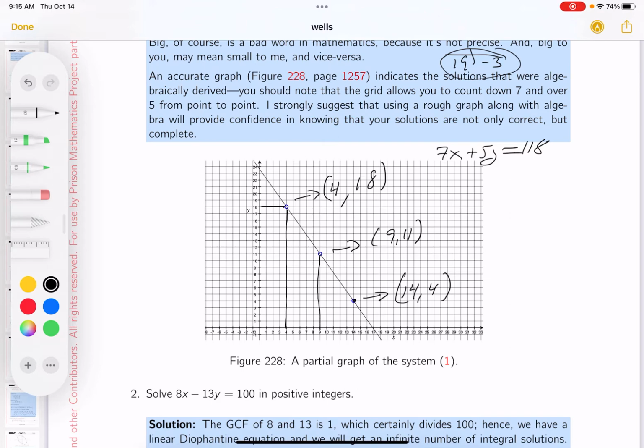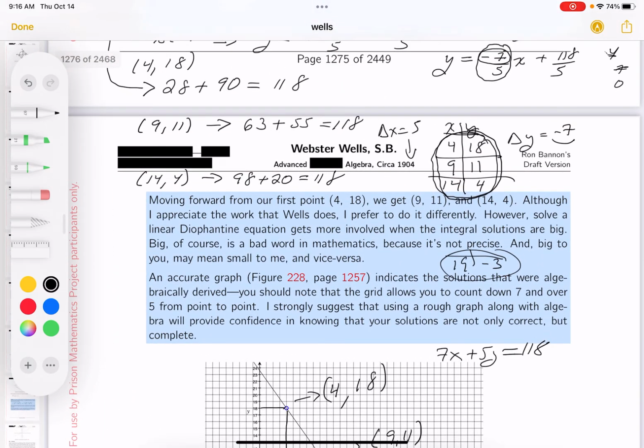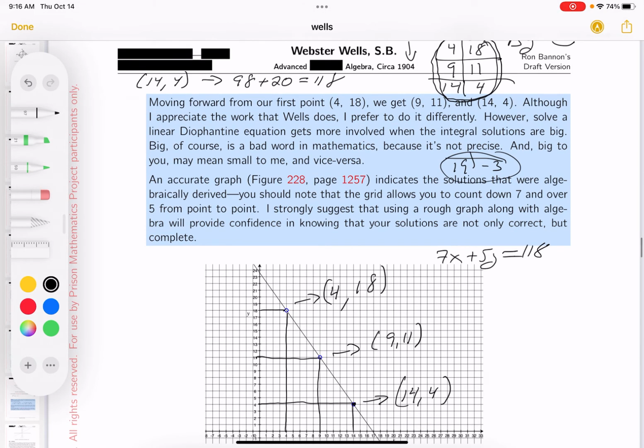I'm just tracing over to make sure you know I'm seeing these points clearly. Who's drawing the line? Computer is. Computers do integer problems? Yeah, they're really, really good at it. I want to read the rest to you, though. The rest says moving forward from the point 4, 18, you get 9, 11, 14, 4. Yeah, we did that. Although I appreciate what Wells does, I prefer to do it differently. However, to solve a linear differential equation gets more involved when integral solutions are big. And they're really not going to be big here. They're going to be kind of reasonable.